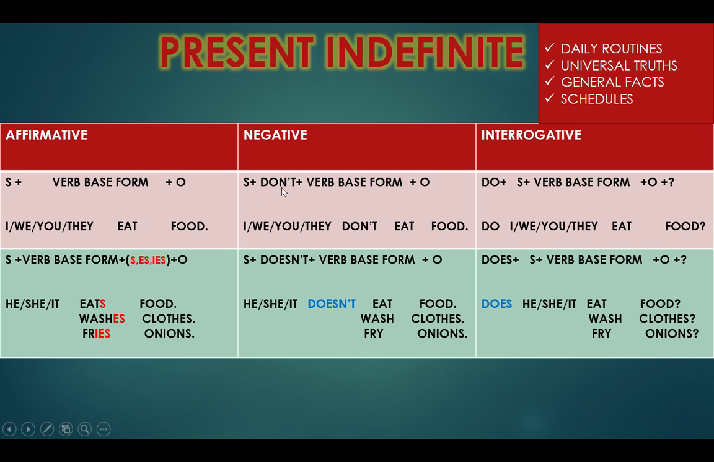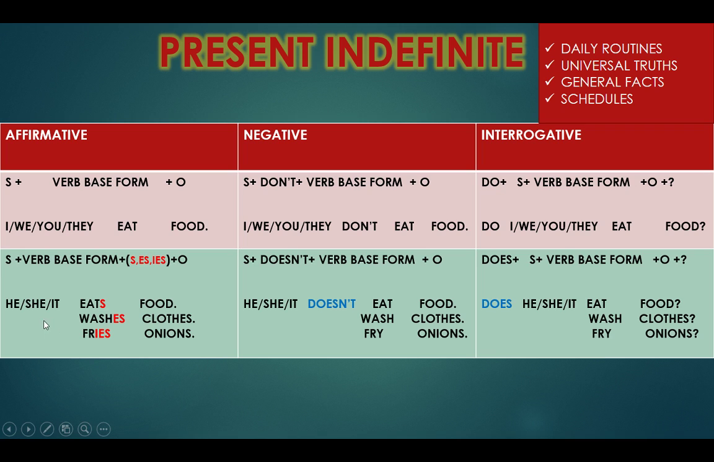Negative: subject, don't, verb base form, object. I, we, you, they don't eat food. Number three, do. This is interrogative: do plus subject plus verb base form plus object plus question mark. Some people forget to put the question mark at the end. Well, do write it down at the end. Example: do I, we, you, they eat food? With all of them, we're going to use the same verb form, the base form, with no changes at all. This is quite easy, no confusion at all.